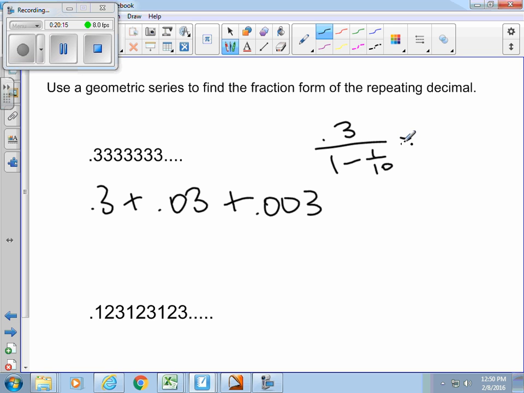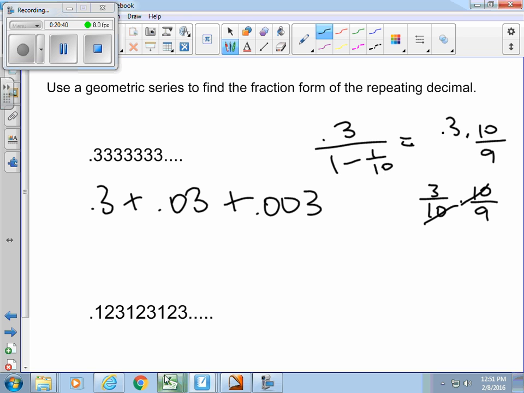What is 1 minus 1/10? 9/10. So I could multiply by 10/9. Does everyone agree? This is 3/10 times 10/9, which is 1/3. You all knew that was a third. But you didn't know this one, right?